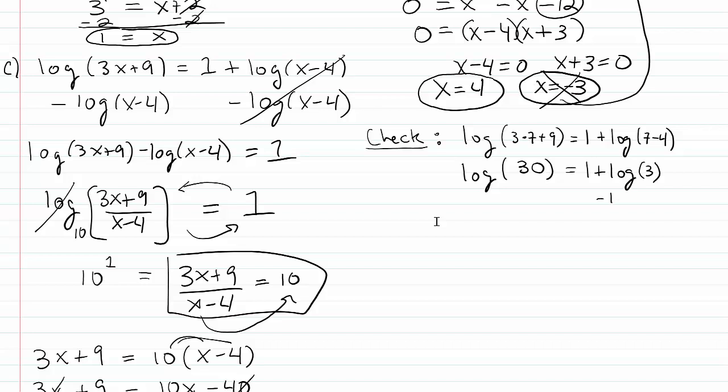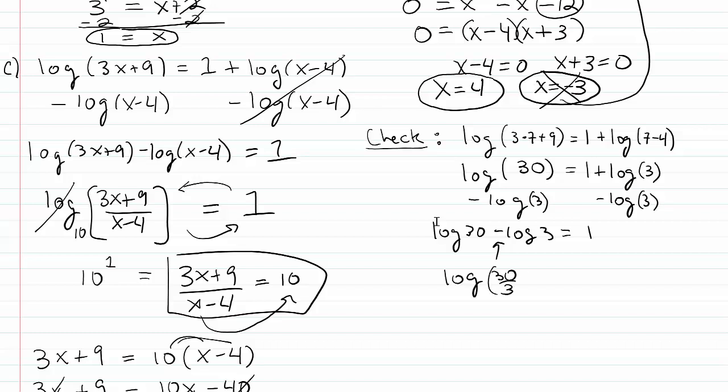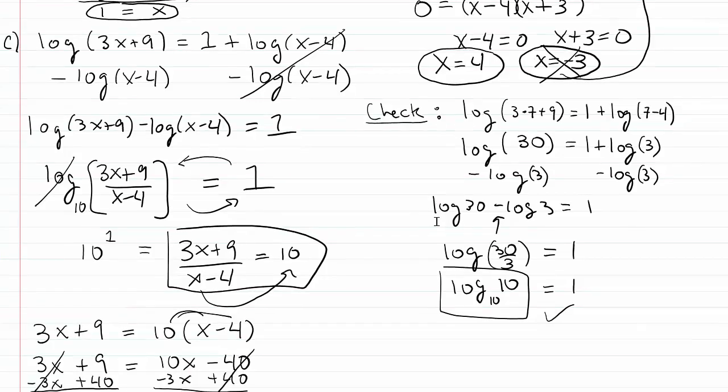Then from here, if we subtract the logs from both sides, we end up with log of 30 minus log of 3 is equal to 1. Now remember, a difference can be expressed as a quotient, so it ends up being log of 30 over 3, which is the same as log of 10. And that's base 10, so yes, it's true that log 10 base 10 is equal to 1, because we know whenever the base and the thing you're taking the log of match up, the answer is just 1. So this checks, and we can say that 7 is equal to x is our answer for C.